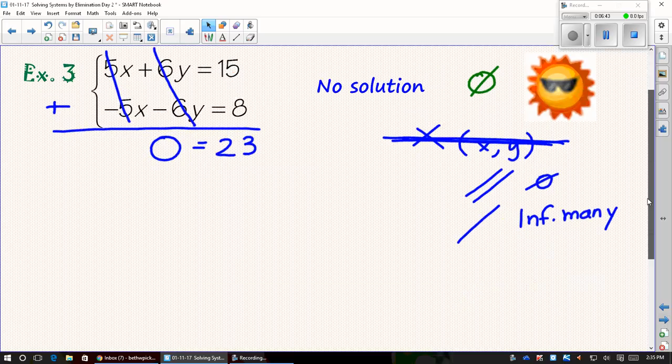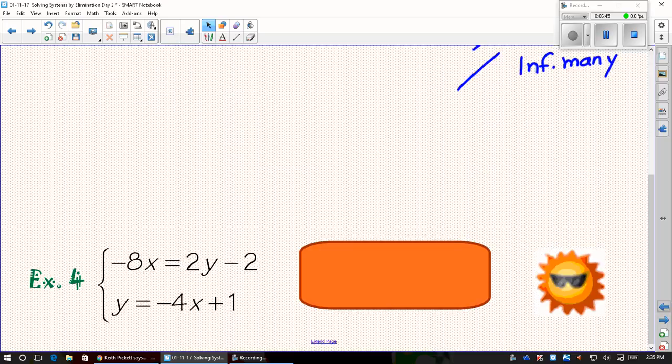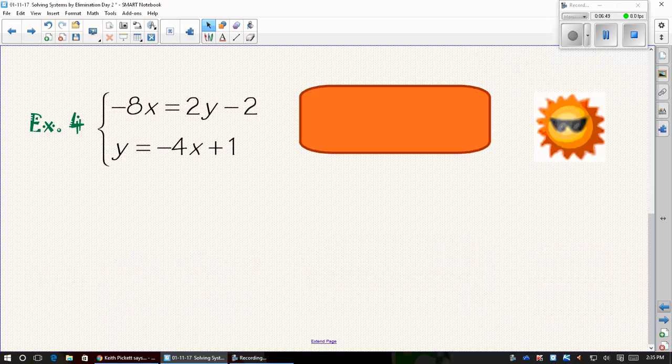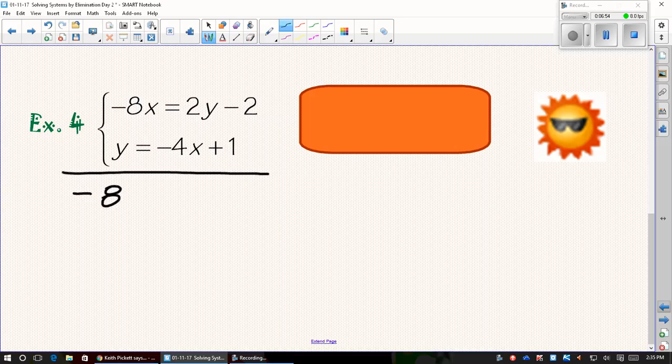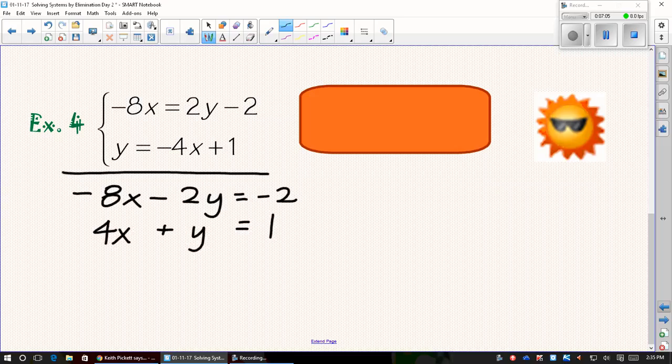And then finally, number 4. This one's got a little bit more work to it. First thing we want to do is get both equations in standard form. This will be negative 8x minus 2y, when I move it to the other side, equals negative 2, and positive 4x plus y equals 1. Now I'm going to have to multiply through. I'm going to multiply this entire bottom equation by 2.